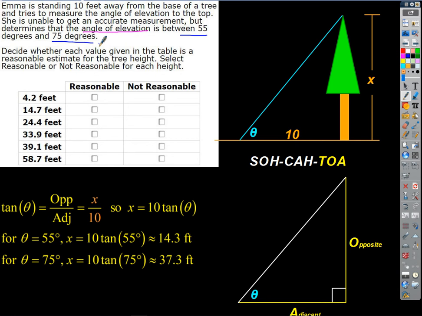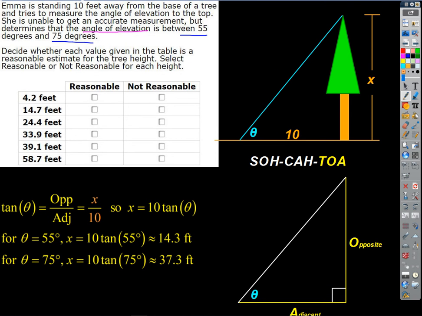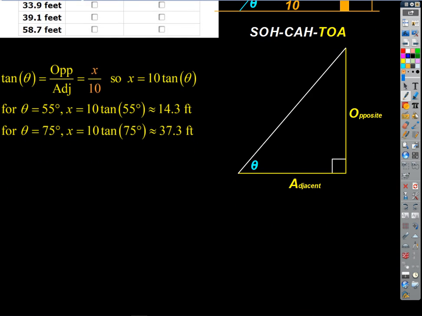So we're trying to decide which of these possible heights are reasonable based on those angles and which ones are not, right? We've got to figure out for an angle of 55 degrees, how high does that predict the tree would be, and for an angle of 75 degrees, how high does that predict the tree would be? So here's our right triangle we can build. The height of the tree is what's unknown, so let's call that x, or h, or whatever you want to call it. We'll call it x. That's what we're trying to find, and the distance to the base of the tree is 10. So that's the right triangle we're going to use.